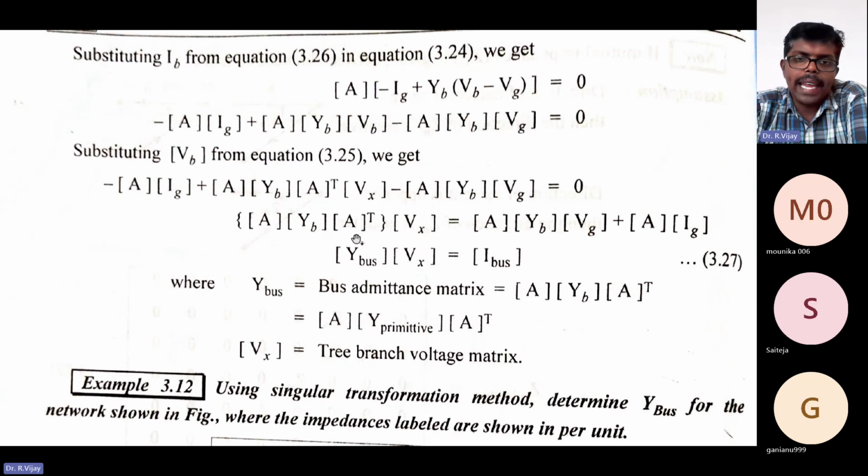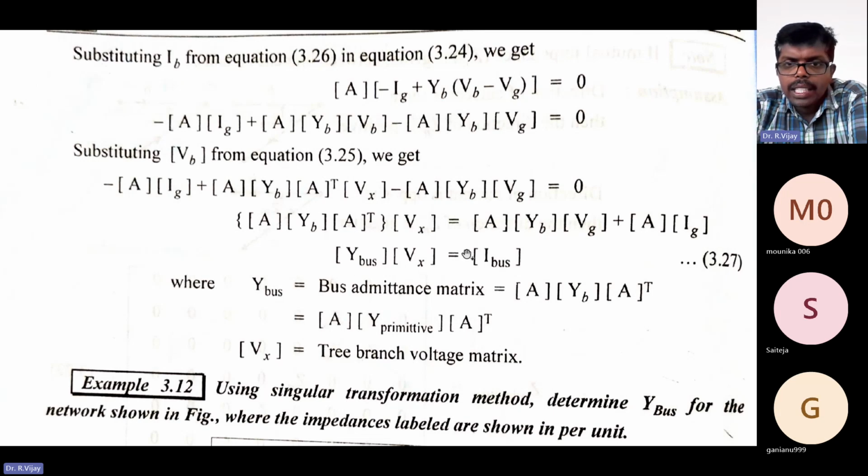So this we take as Y bus, the bus admittance matrix, equal to A into YB into A transpose. This is the very, very important formulation you need to remember. Bus admittance matrix equal to A into YB into A transpose, into VX is equal to I bus. So this is the very, very important formulation, where Y bus is equal to A into the primitive matrix into A transpose, and VX is nothing but the tree branch voltage matrix.